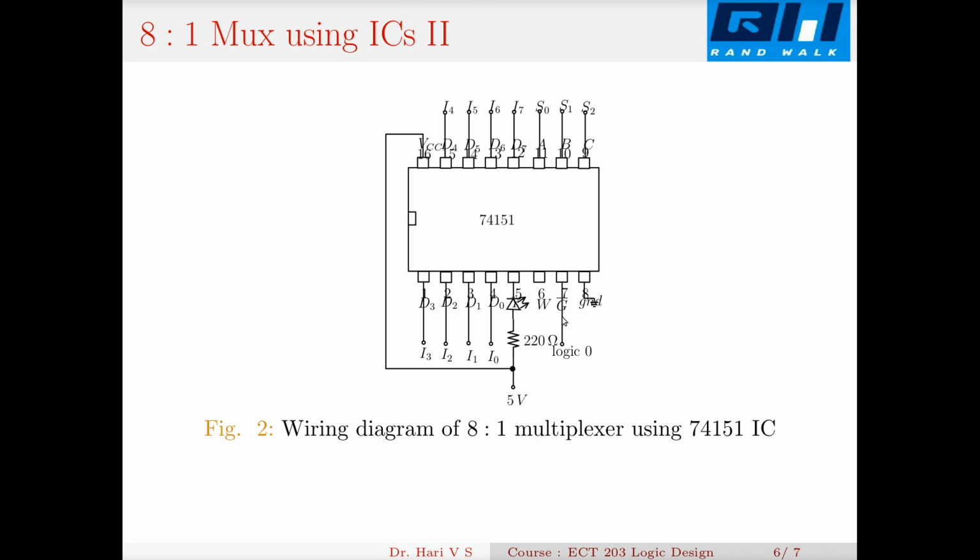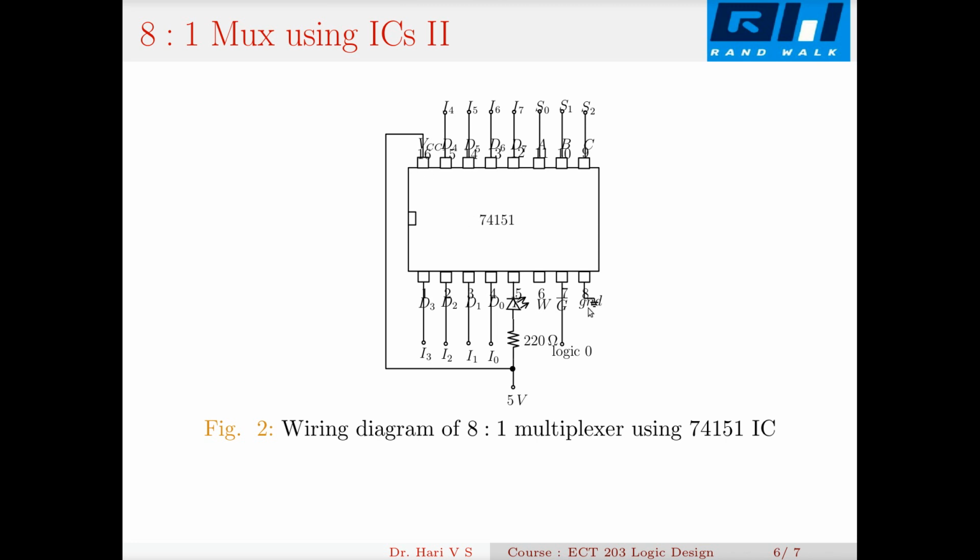This pin 7 is the enable, a kind of strobe signal. Only if it is pulled to 0 will the circuit work. And pin 16 is VCC and pin 8 is ground.